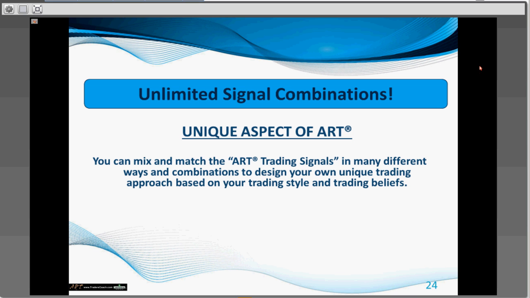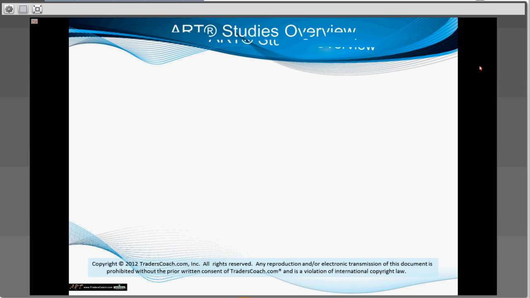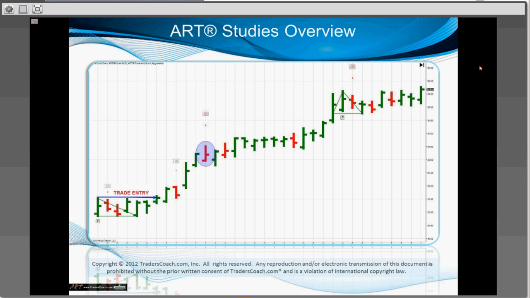One of the unique aspects of the ART system is that you can mix and match signals. Let me show you what I mean by that. All right, if we take a look at this chart, notice that based on what you know on pyramid trading points, we have our first entry over here on the right, and so that's going to be in this area here. Then prices move up, and we actually get a signal in the opposite direction of the trend. Now, if you're a trend trader, obviously you don't want to be leaving the trend. You want to stay with the trend as long as possible.